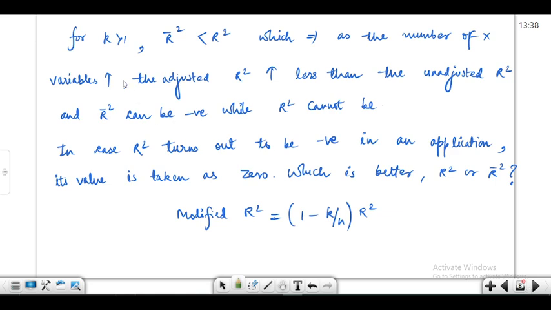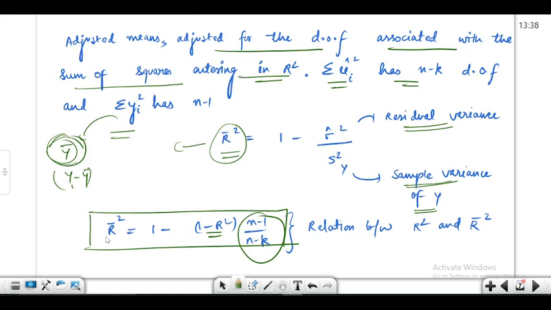So if k is more than 1, okay, so at k equal to 1, your R bar square will be equal to R square. If you see this formula, if k is equal to 1, then this entire term becomes 1, and if you solve this, you will get R bar square equal to R square.